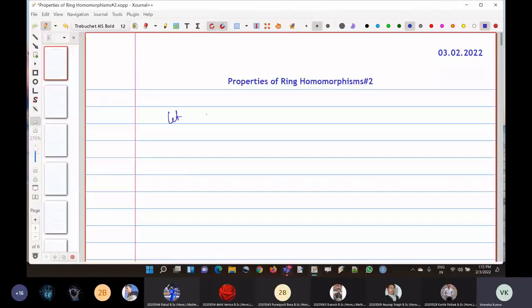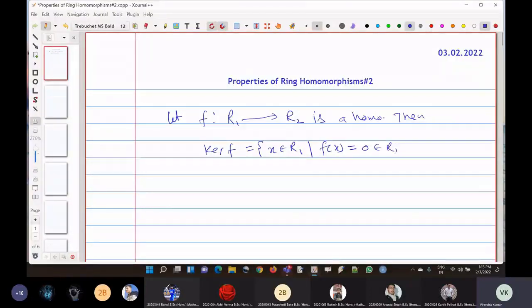So let f from a ring R1 to another ring R2 be a homomorphism. Then kernel of f is essentially the collection of all those elements of R1 such that f(x) equals 0, and this 0 belongs to R2.